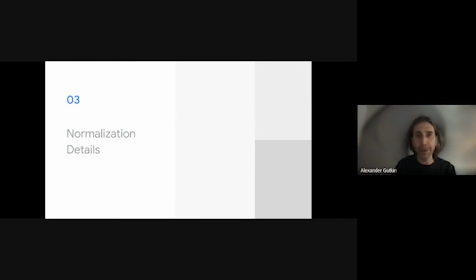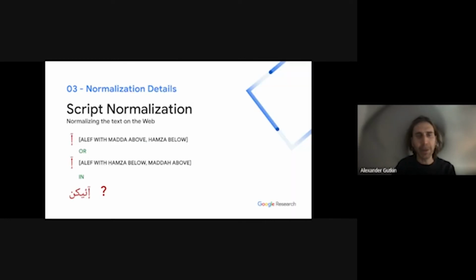I will next turn to normalization details. As we mentioned above, there are multiple ways to represent letters and letter clusters. One of the examples that I give here is the 2 ways in which a letter aleph with madda above and hamza below. This representation would be equivalent to aleph with hamza below and madda above, and which one of them is correct is completely unclear, and NFC doesn't really help us with a lot of those cases because they're not implemented as part of Unicode.